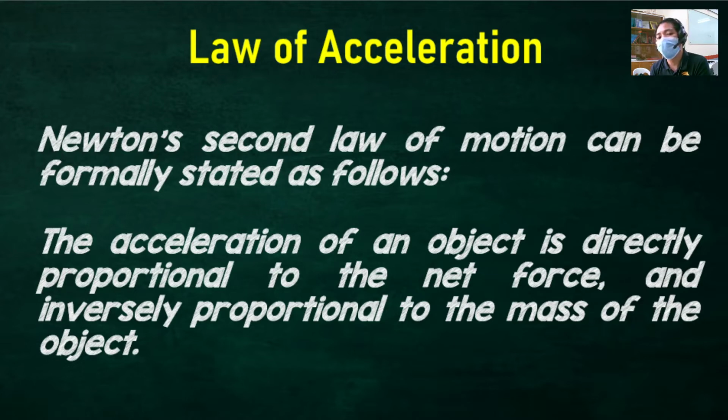The law of acceleration points out and explains those events wherein the forces that act on the object are unbalanced and not balanced. So let us examine what the law of acceleration tells us. This law tells us that the acceleration of an object is directly proportional to the net force and inversely proportional to the mass of the object.